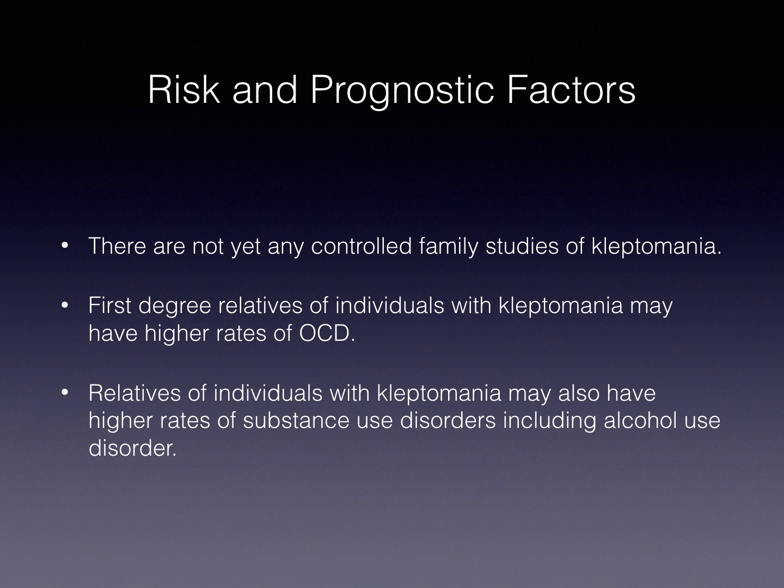So next we can talk about risk and prognostic factors. There have not yet been any controlled family studies for kleptomania, so we're kind of limited in what we know about it. What we do know is that first degree relatives of individuals with kleptomania may have higher rates of OCD, and they'll also be a bit more vulnerable to substance use disorder, including alcohol use.